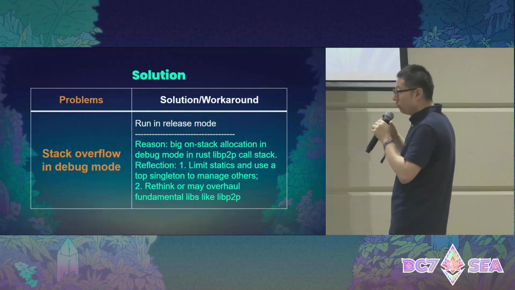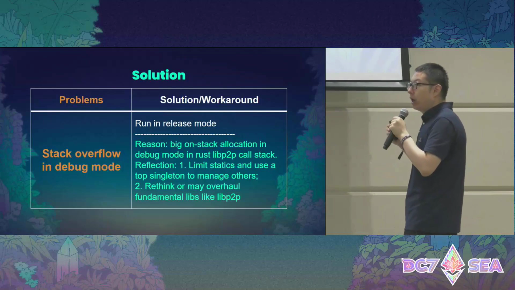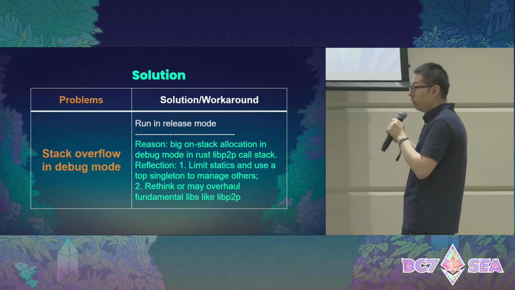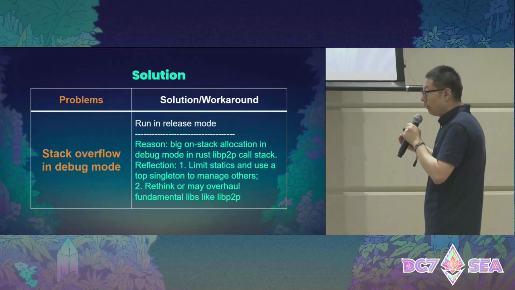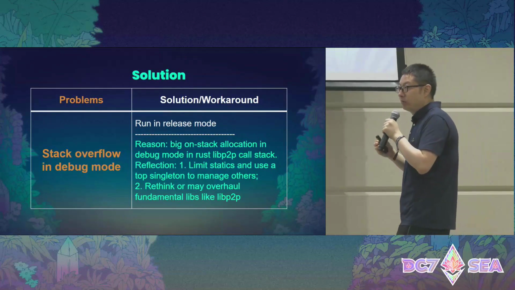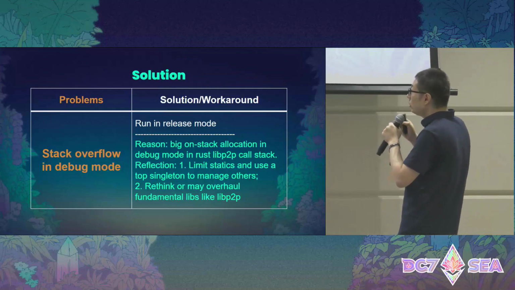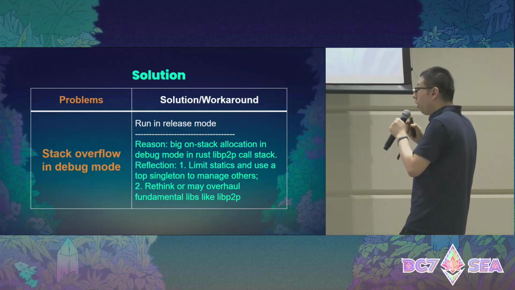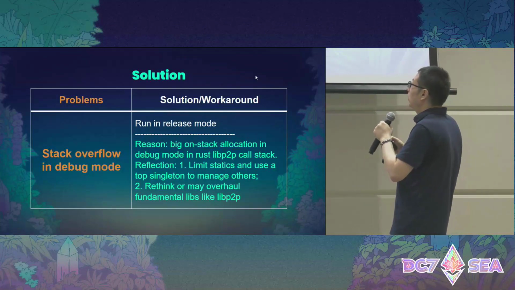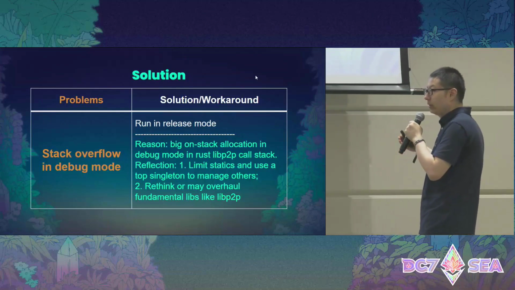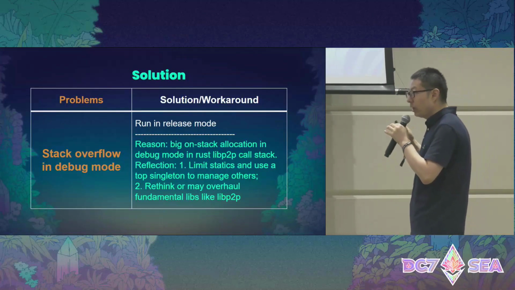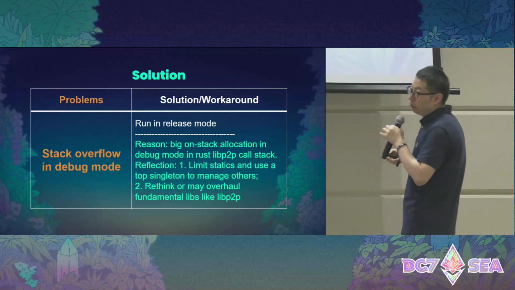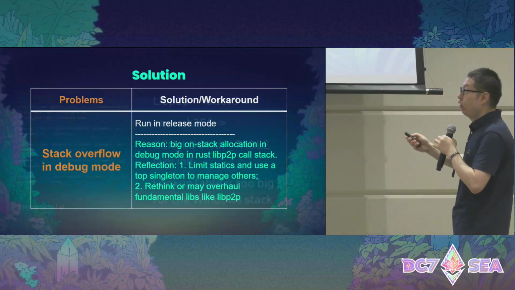In debugging this stack overflow, I reviewed the libp2p source code and the related source code. I found there are many engineering problems. So I suggest we should rethink, and we may even overhaul our fundamental libraries like libp2p, because it's really crucial for our whole Ethereum core infrastructure.